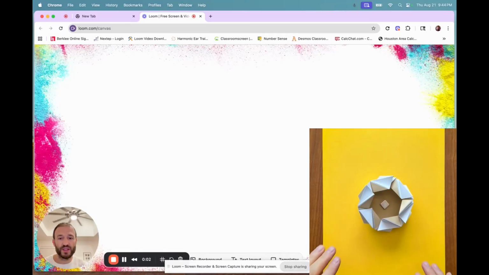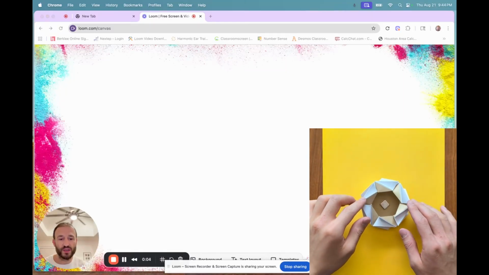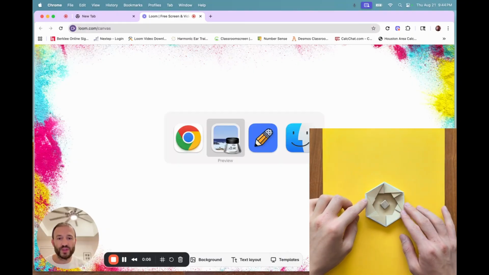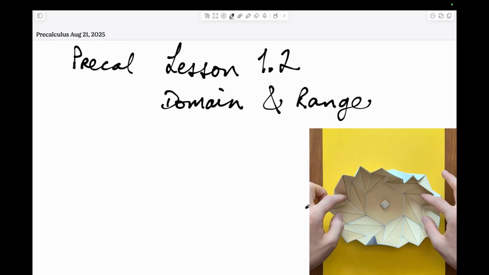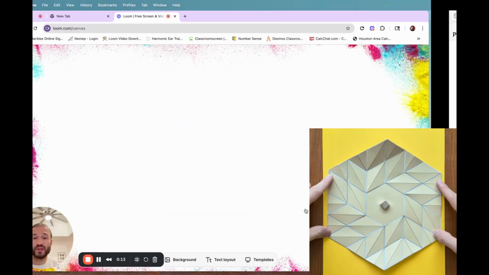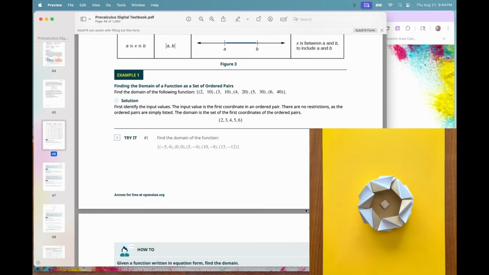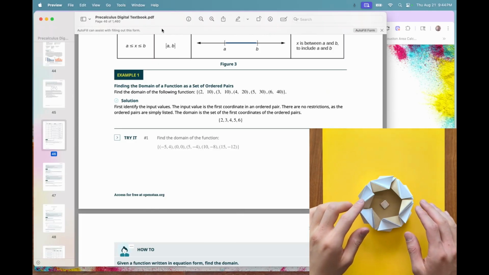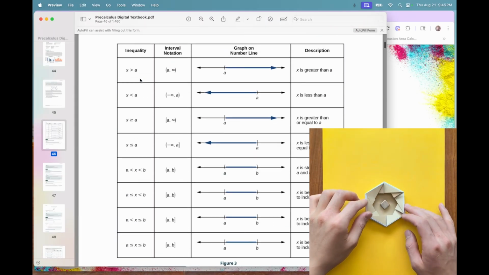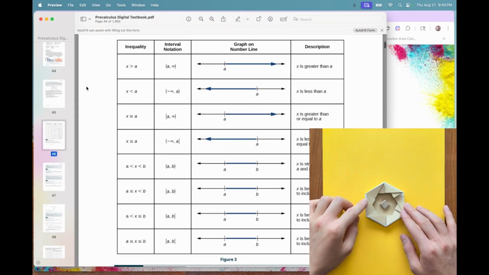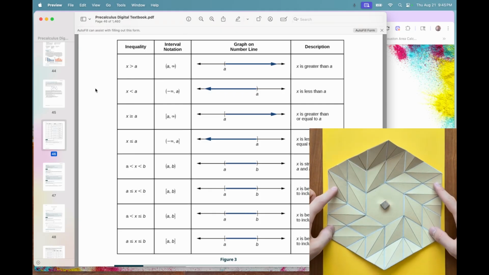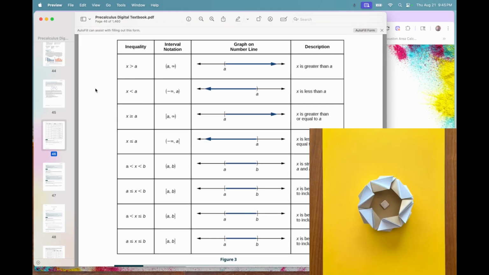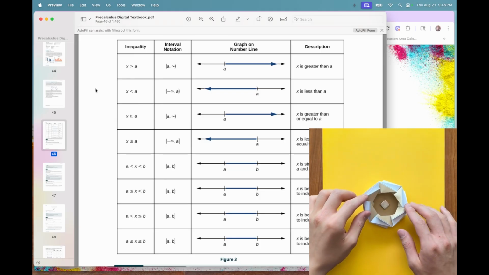We'll continue with lesson 1.2. This is Precalculus. We'll jump over to our notes. We want domain and range. We're following along in the textbook. And the first thing we get to is this table here that talks about how to write various solutions. This comes in handy for our domain and range and when we write that down.